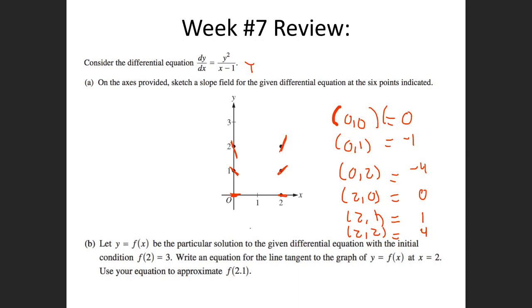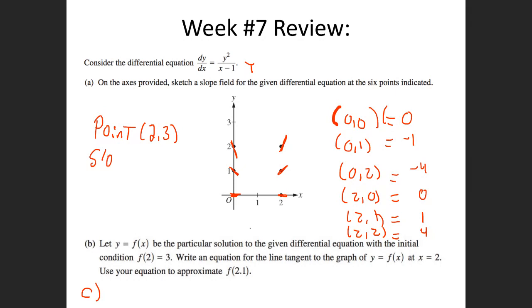Then part B on this one. As I said, most of the time you have an A, B, and a C part. We don't know how to do the C part yet, so we'll just do A and B. In this one, it says let f of x be a particular solution to the given differential equation with the initial condition 2, 3. So they just gave me the point. Write an equation for the line tangent to the graph of y equals f of x at x equals 2. So that means my point is going to be 2, 3.